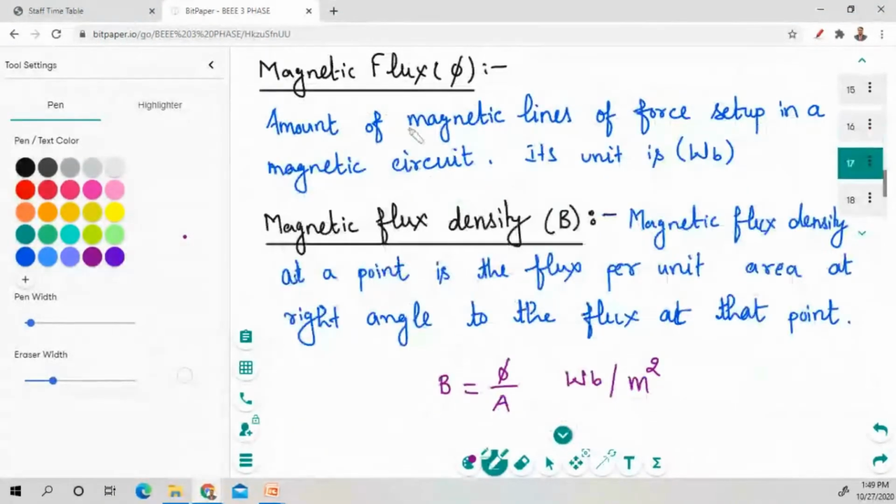Okay, so next we have studied what is magnetic flux. The amount of magnetic lines of force set up in a magnetic circuit is called magnetic flux. Its unit is Weber. We have studied magnetic flux density. Magnetic flux density at a point is the flux per unit area at right angle to the flux, using flux upon area. Okay, so how much flux will pass through a particular area? We find out this magnetic flux density using this formula. Its unit is Weber per meter square.